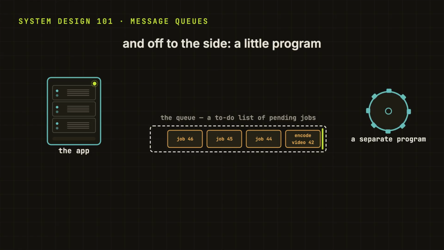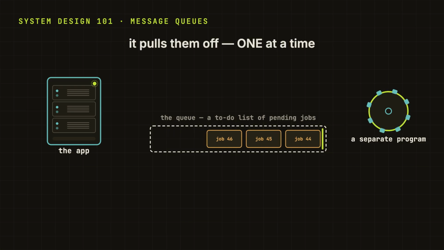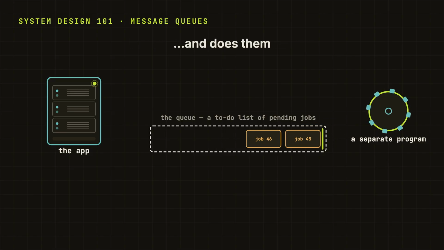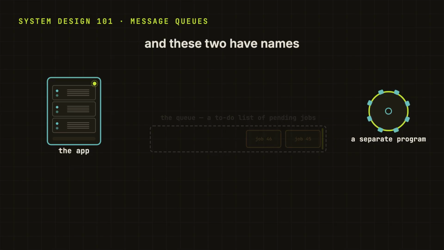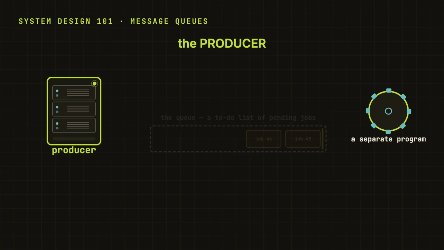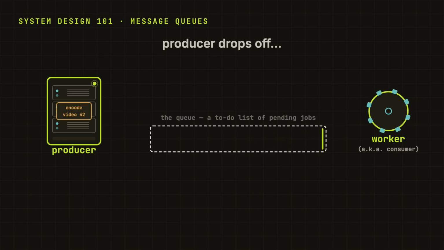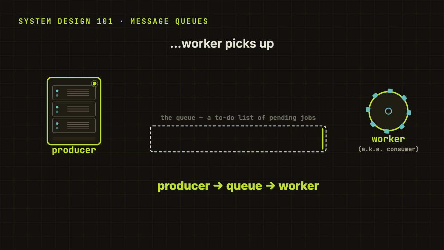And then, off to the side, a separate little program pulls those jobs off the line one at a time and actually does them. And those two parts have names, right? The front tab, the one that takes the request and hands off the job. We call that the producer. And the thing pulling jobs off and doing the actual work is the worker, sometimes called the consumer. So, producer drops the job off, worker picks it up. That is the whole machine.